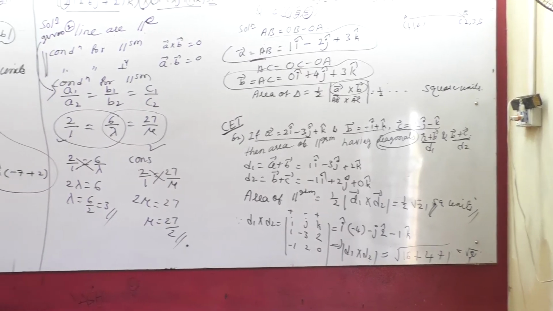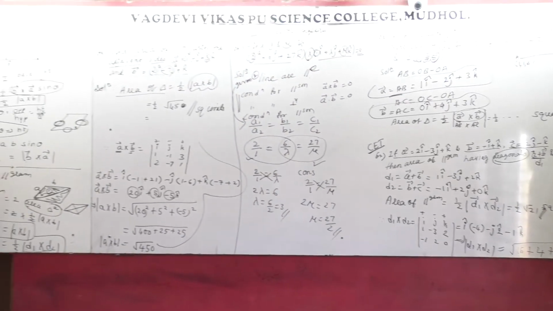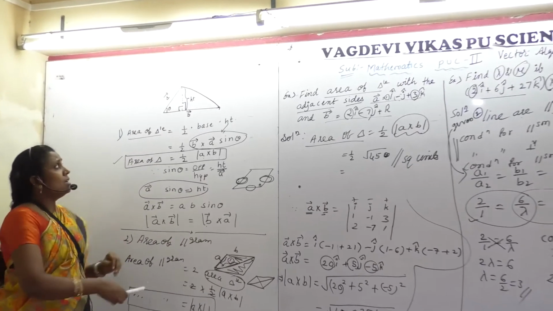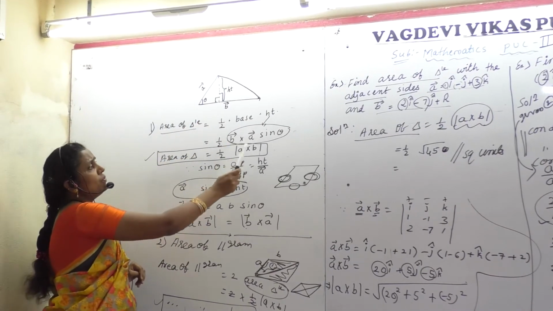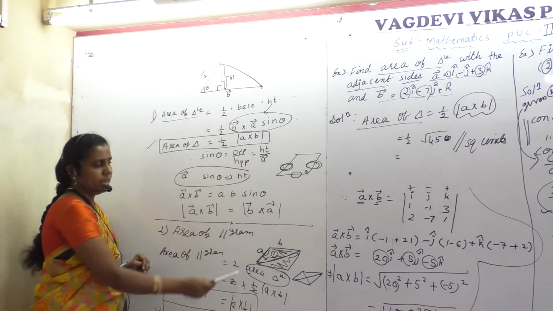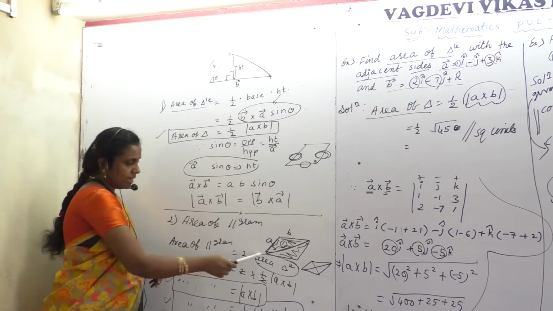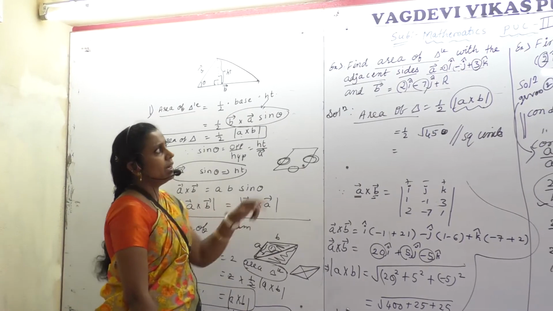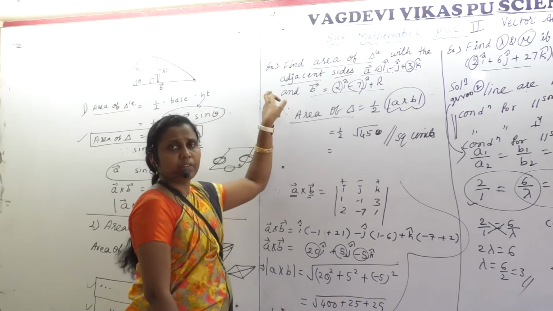Just check it out again. Application of vectors. Am I right? Application of cross product, you can say. So cross product is used to find out area of triangle, area of parallelogram when adjacent sides are given, area of parallelogram when diagonals are given. And this is one of the examples.